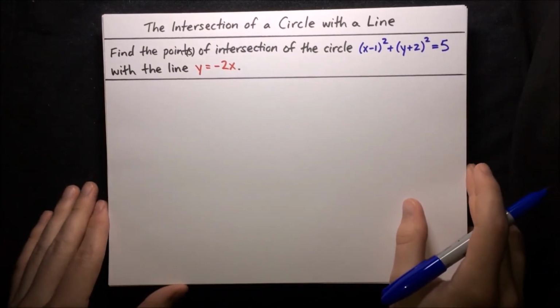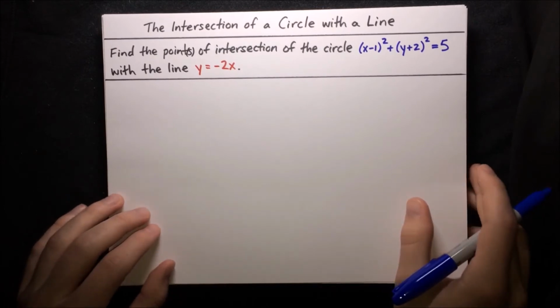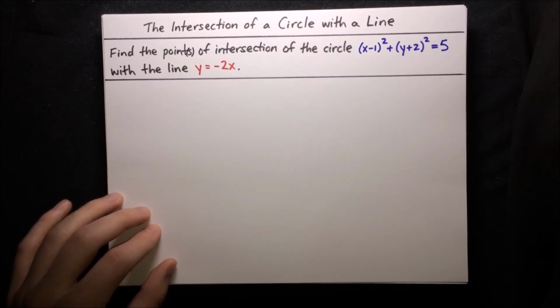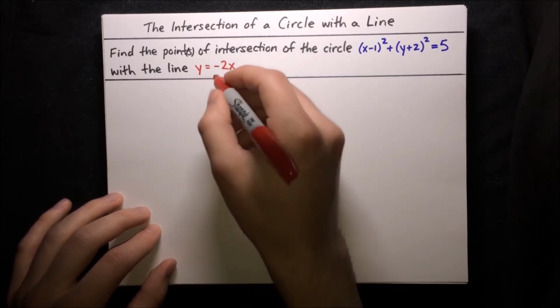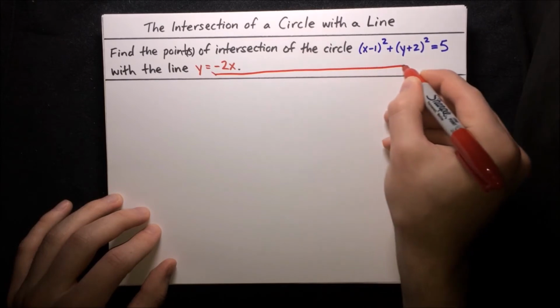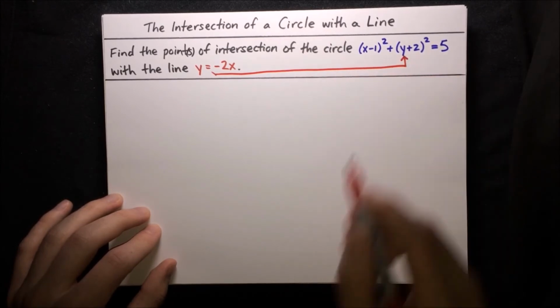Here's another problem. Find the points of intersection of the circle (x − 1)² + (y + 2)² = 5 with the line y = −2x. So again, our strategy is the same. We've got y = −2x, so that's y in terms of x, and we can substitute that in for y in the circle equation.